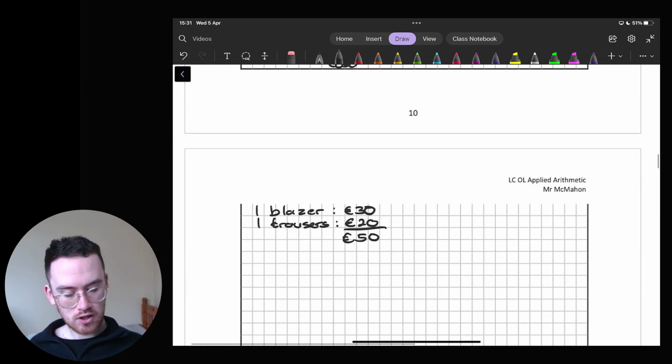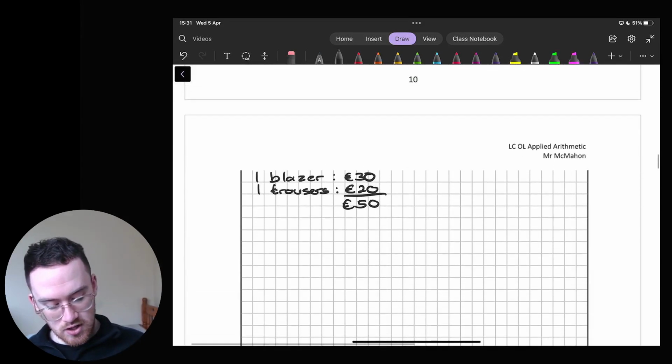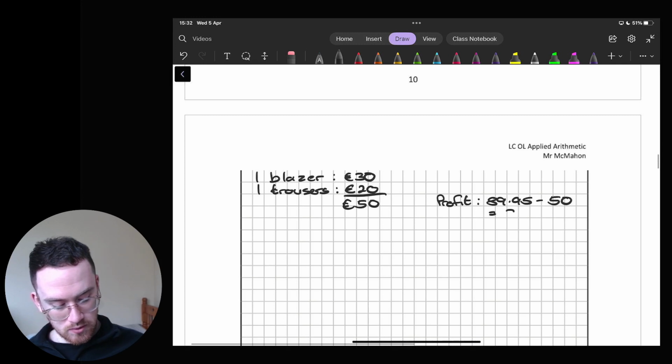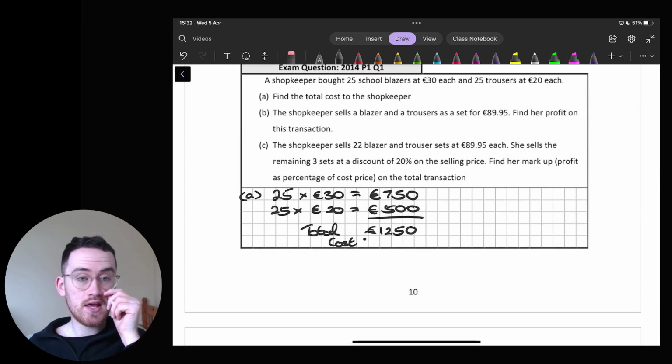Now the price that she is selling the set for is $89.95. So my profit will be what she's selling them for minus what it actually cost her to buy them, which is going to give me $39.95. So that's the profit that she's making on the sale.